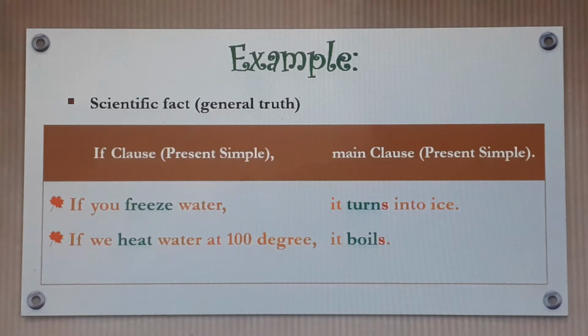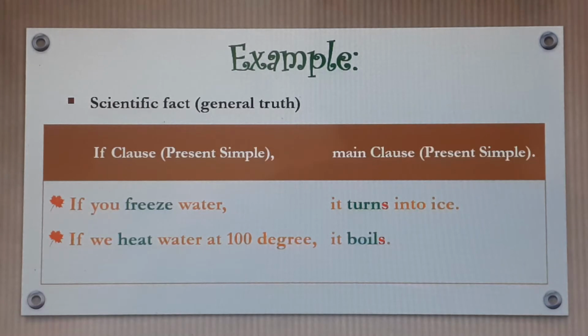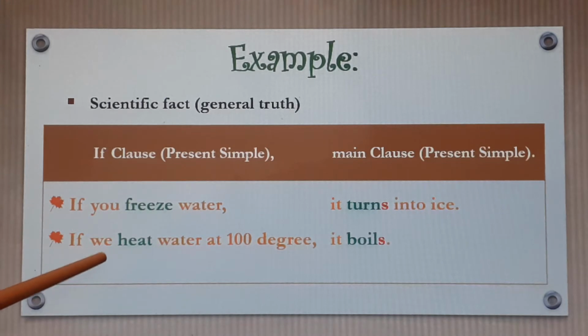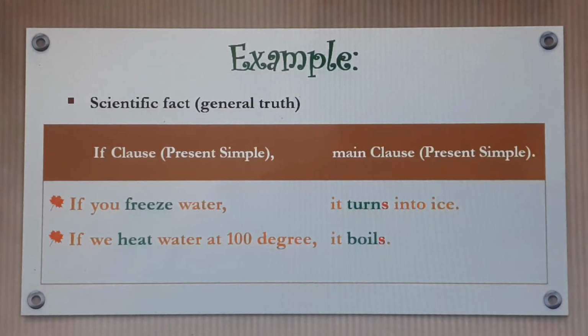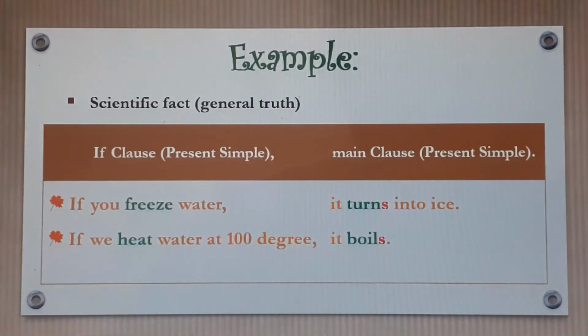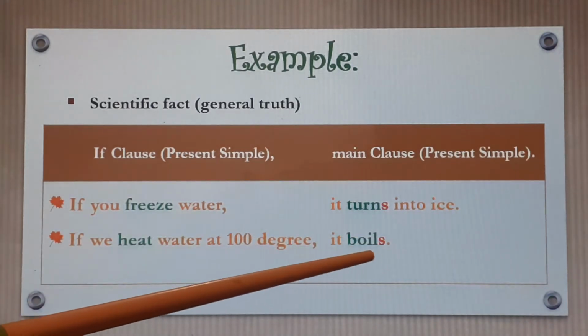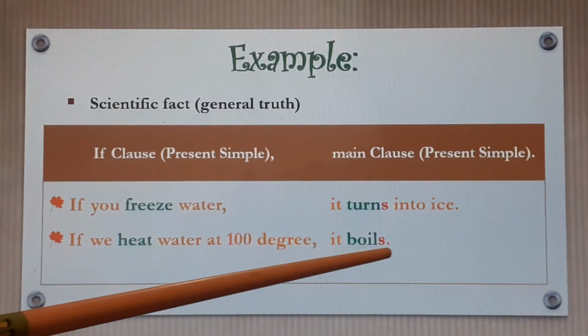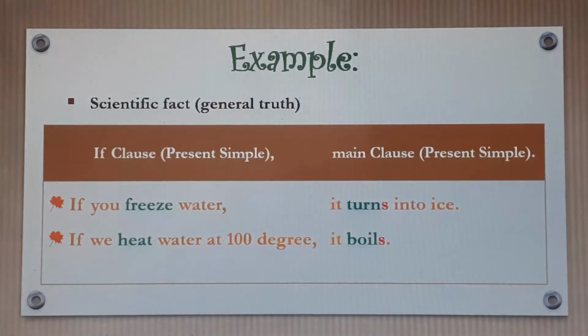Next, number 2. If we heat water at 100 degrees, it boils. Same. The if clause uses we as the subject, so the verb doesn't use s. And the main clause is it, and the verb uses s, boils, because the subject is it. Okay, don't forget to use comma in the middle, yeah.